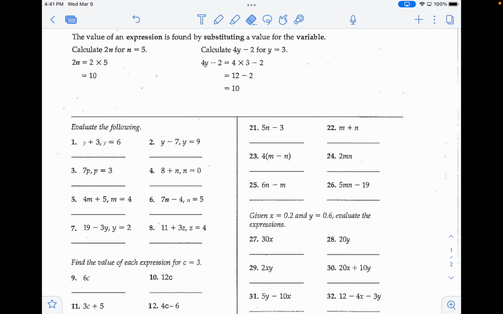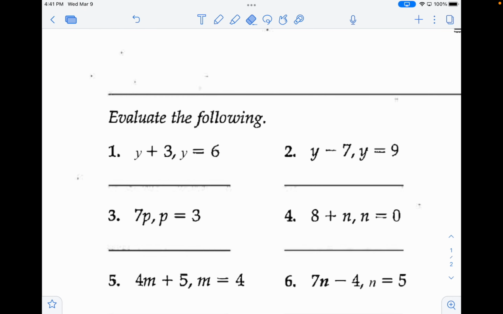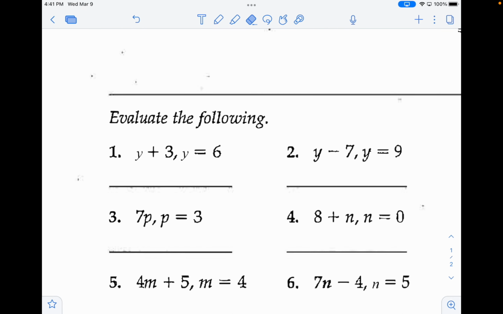This video is about substituting values for variables and then solving those expressions. So here we're going to use an example. The first expression is y plus 3, and we're given the value of y as 6. I want to substitute that value for the variable. I would show that by placing the 6 in the place of the variable and then writing the rest of the expression.